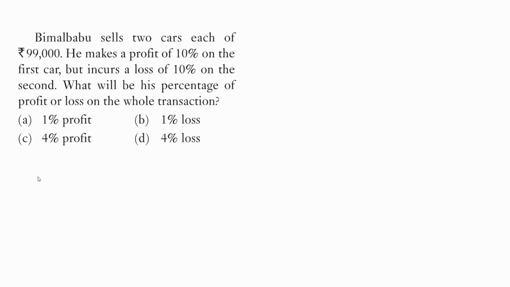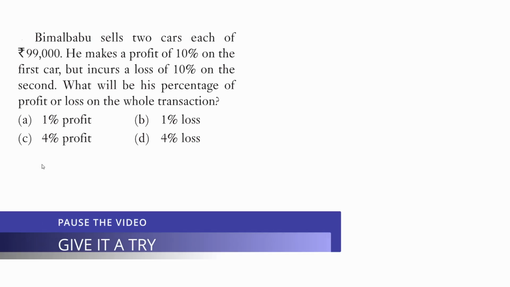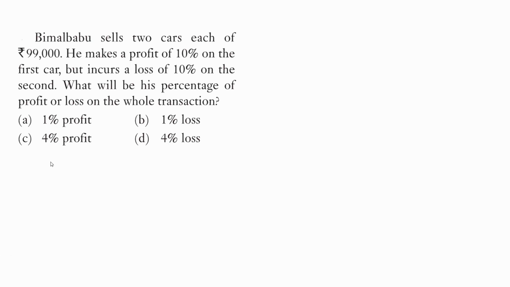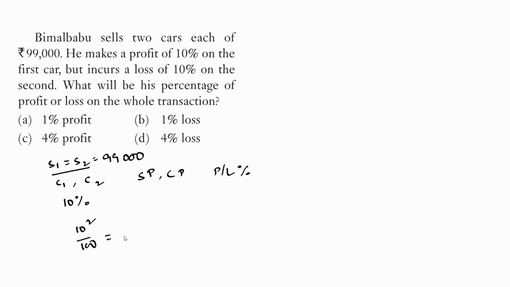Let's take another similar example. In here, the car is sold at 99,000. Ooh, big number. You can just calculate it the usual way. You can assume S1 equal to S2 equal to 99,000, and you can calculate the C1, and then you calculate the C2, the SP, the CP, and then eventually the profit and loss percentage. But, well, it seems like S1 is equal to S2 and the profit and loss percentage equal to 10%. So your answer is 10 squared by 100, which is a 1% loss.